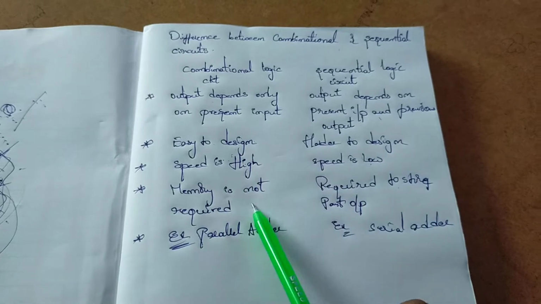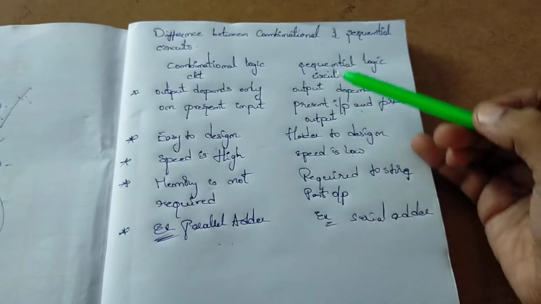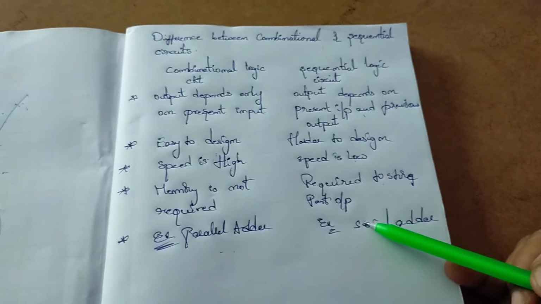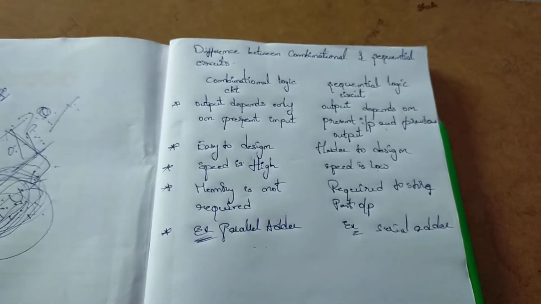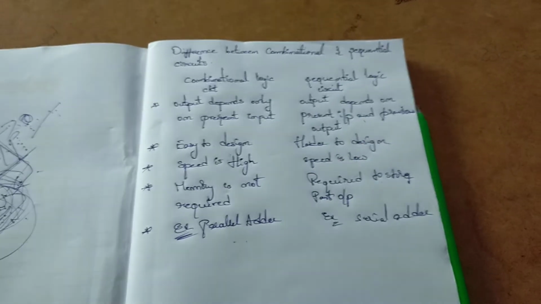The example for combinational circuits is the parallel adder, and the example for sequential circuits is the serial adder. So these are the definitions for combinational and sequential circuits, and this is the difference between these two logic circuits.